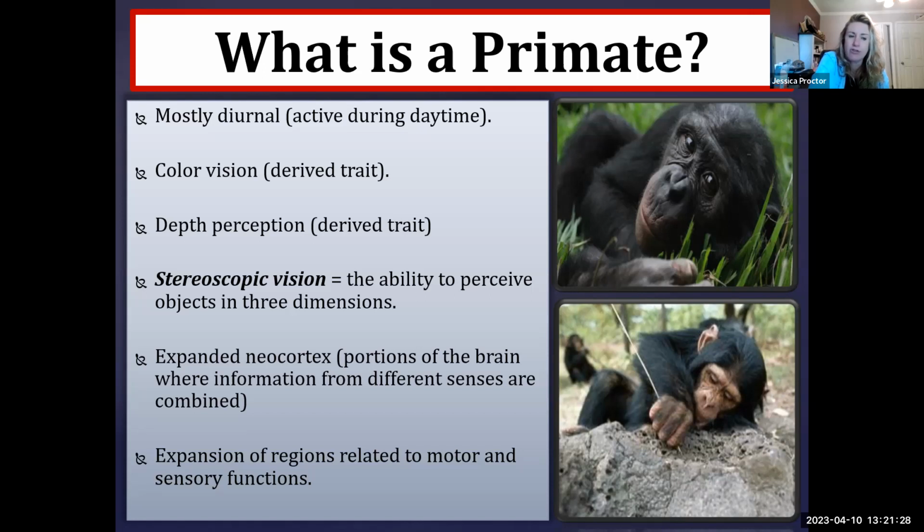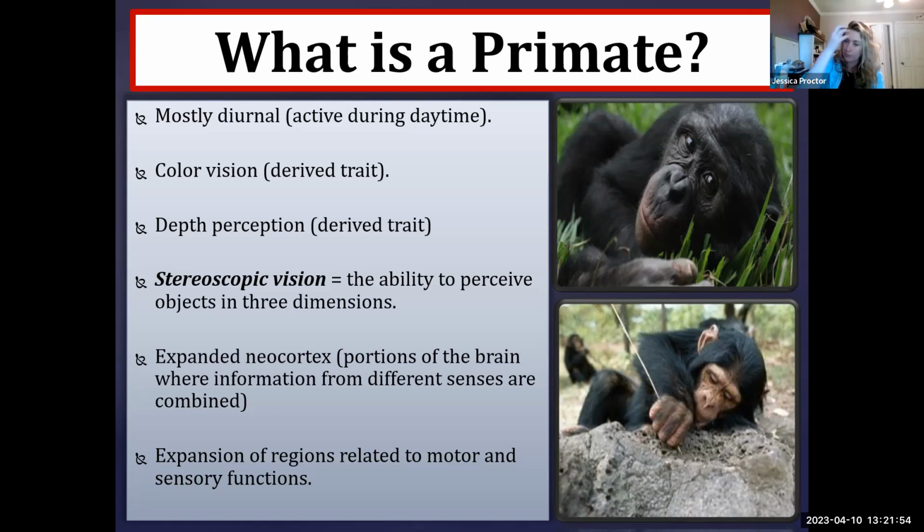Primates also have color vision. They have depth perception. They have stereoscopic vision. That's the ability to perceive objects in 3 dimensions. They have an expanded neocortex. So the neocortex is the portion of the brain where information from the different senses is combined and processed.